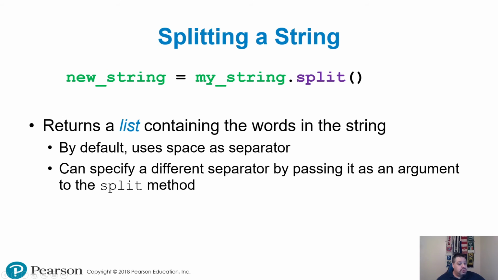So, new string is actually a list. Okay, so if we were to say new string equals mystring.split, mystring is clearly a string. When we split it, the value that's returned back to this variable here is actually a list. Okay, let's look at one of these.